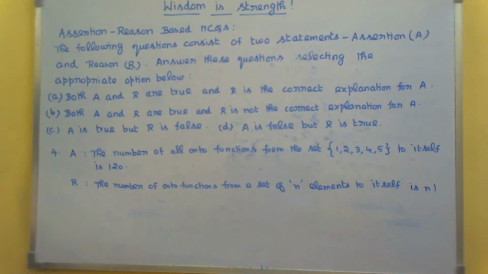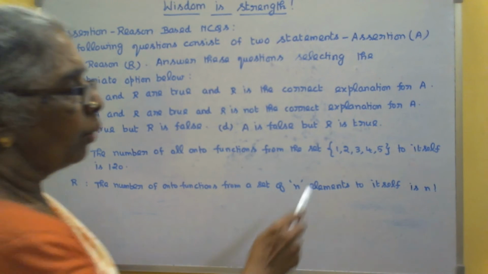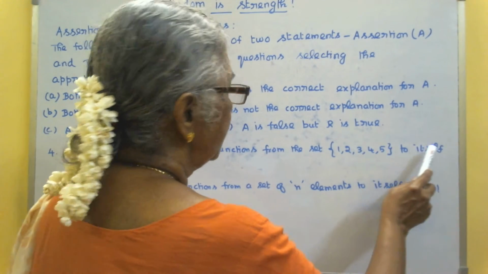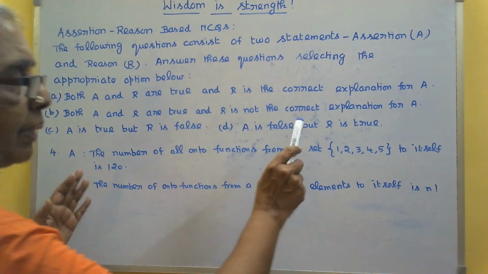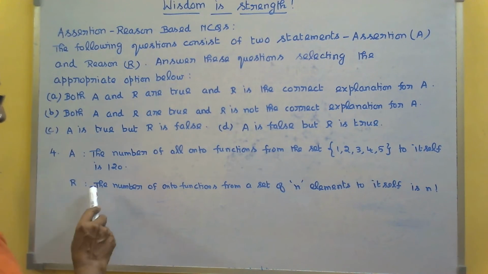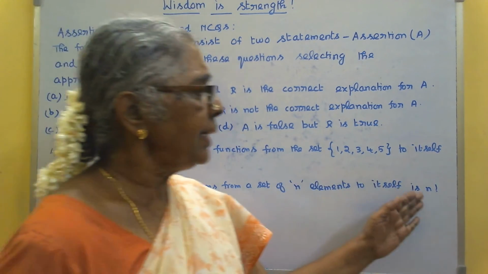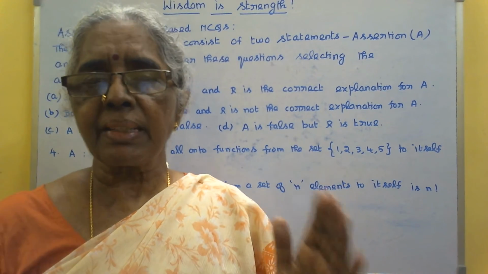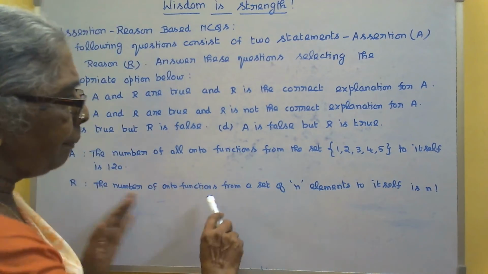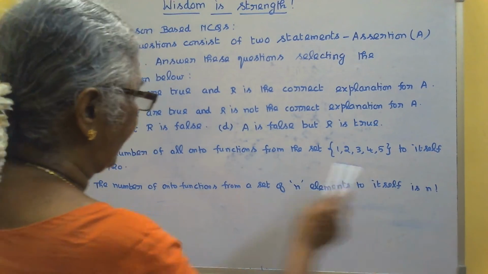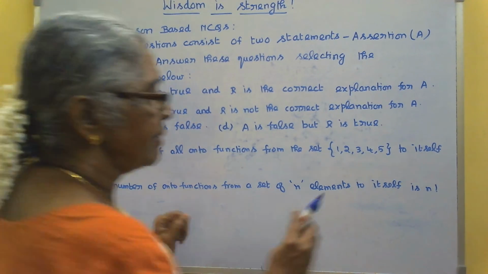Fourth sum. Assertion: The number of all onto functions from the set 1, 2, 3, 4, 5 to itself is 120. Here the function is from a set to itself. Then reasoning: The number of onto functions from a set of n elements to itself is n factorial. So, if your set contains n elements and the function is mapping it to itself, then the number of onto functions is n factorial. That's a formula. So, that is correct. So, the reason is correct here.